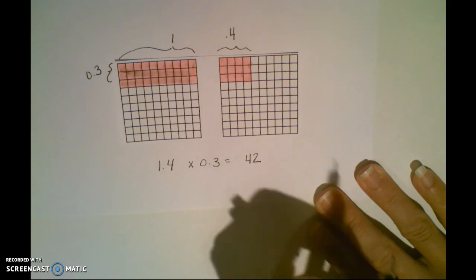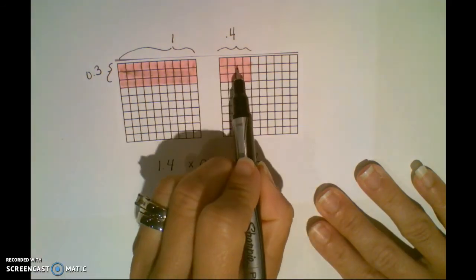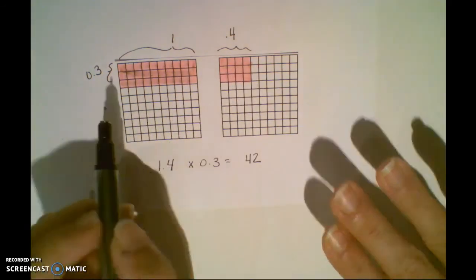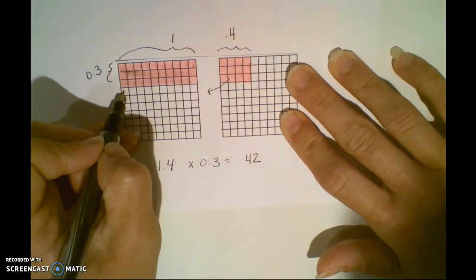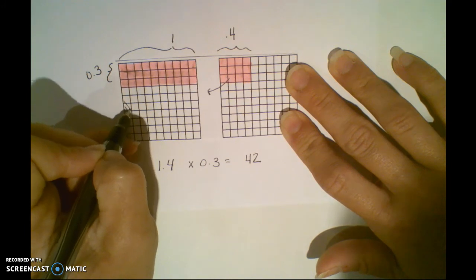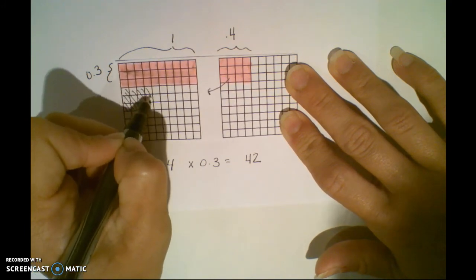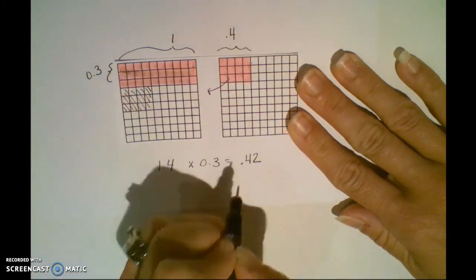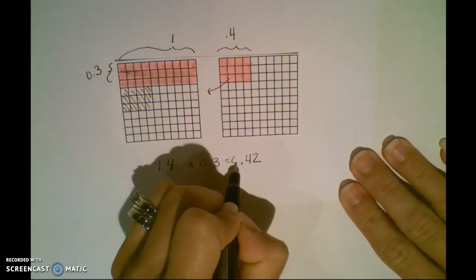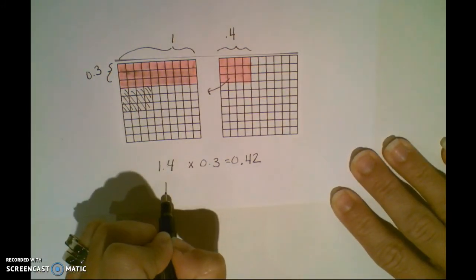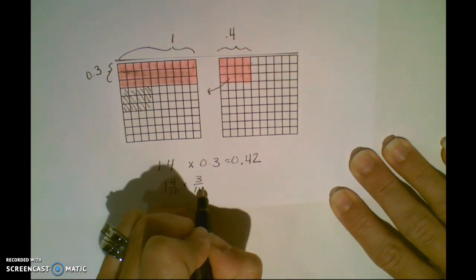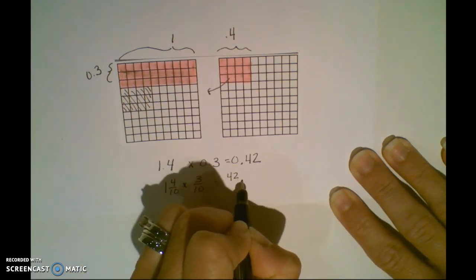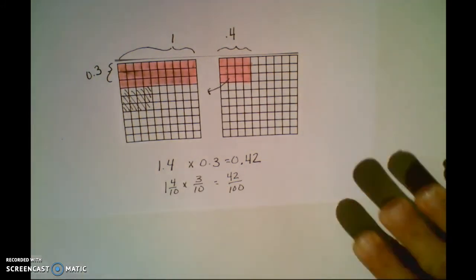42. And would these all fit on one grid? If I cut these out and moved them here, they'd all fit. If I took these and moved them here, I would actually have what? All of these shaded in, which would give me 42 hundredths. And as a fraction, I would put 1 4/10 times 3/10 equals 42/100ths.